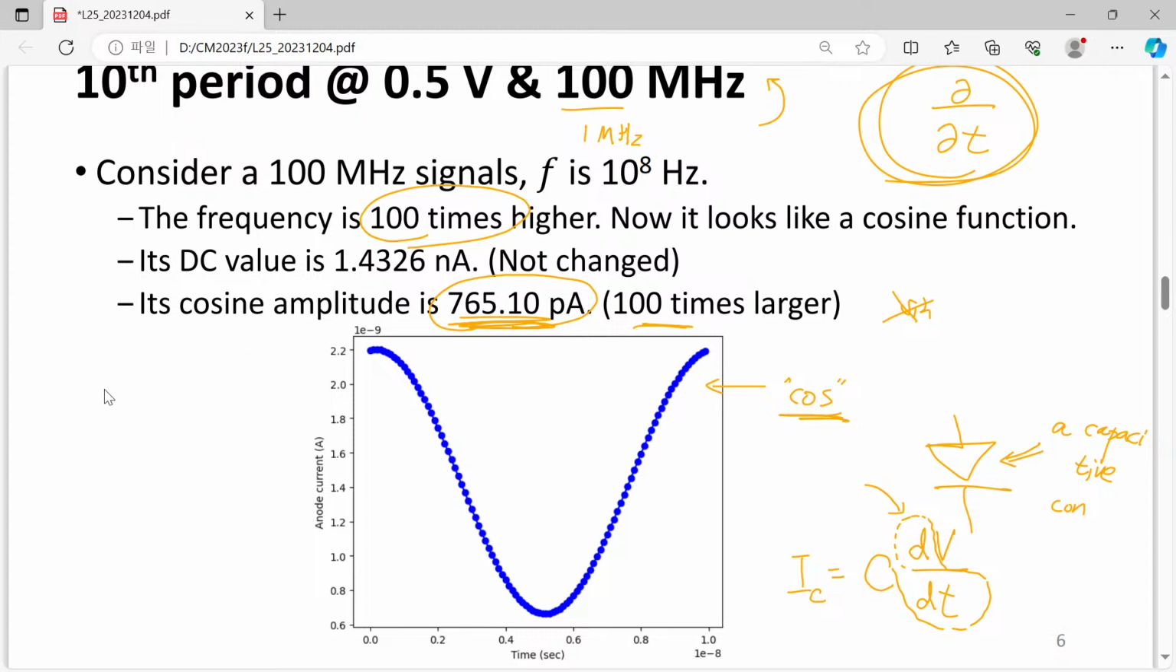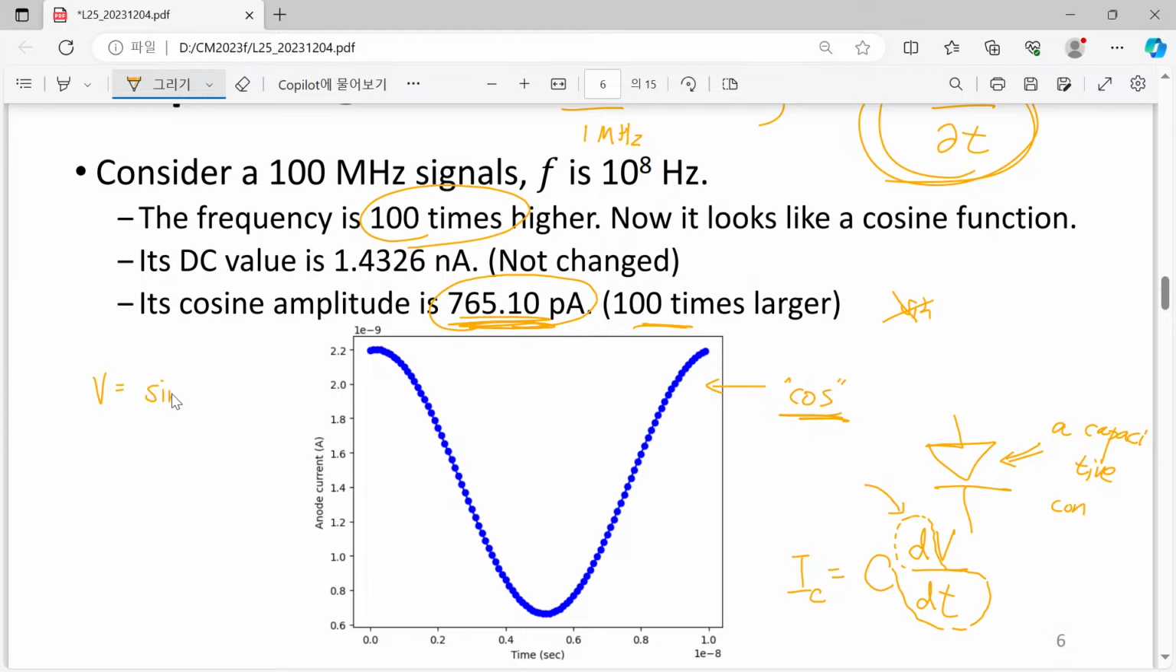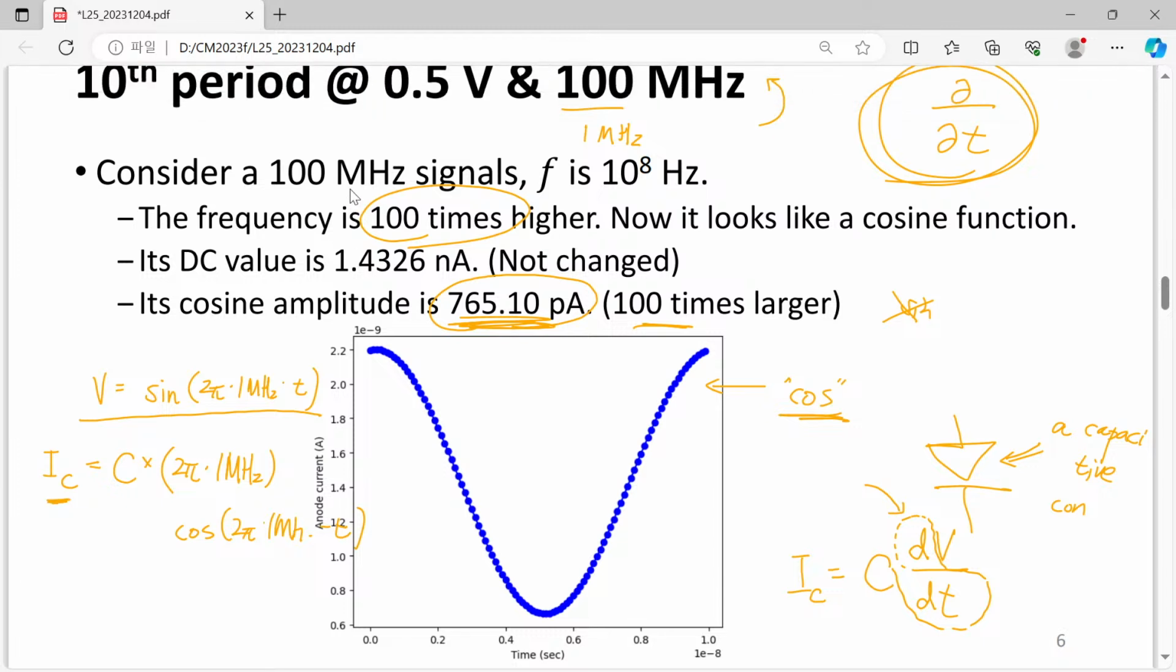For example, let's say that V is simply given by sine 2 pi times 1 megahertz times t. This is our previous case. Then our capacitor current can be calculated as C times the time derivative of this sine 2 pi ft. So what we will get is just 2 pi times 1 megahertz and cosine 2 pi times 1 megahertz times t. That will be the capacitor current at 1 megahertz.